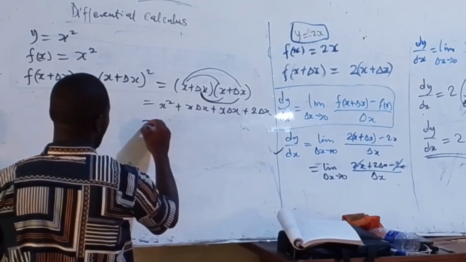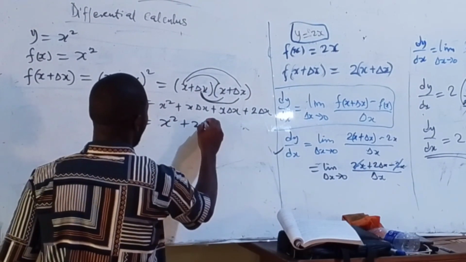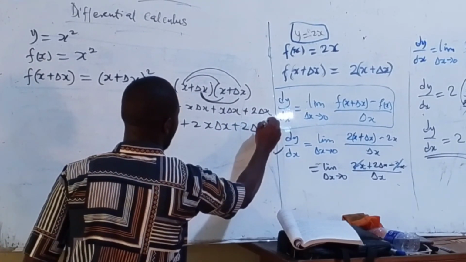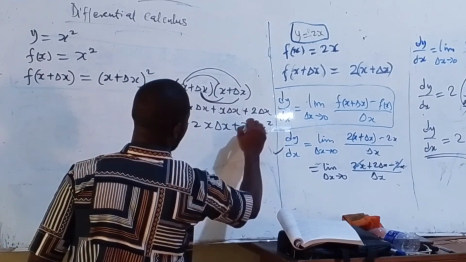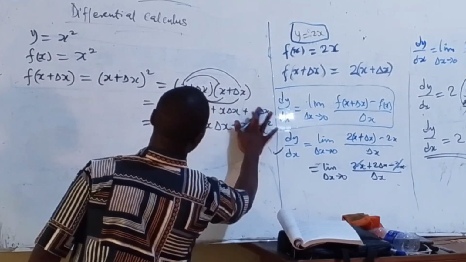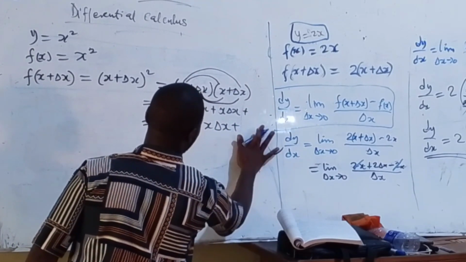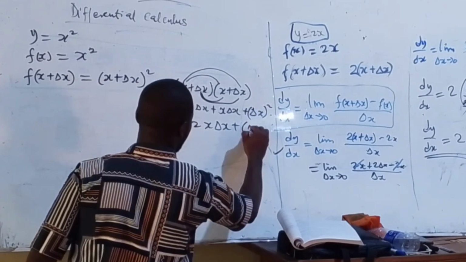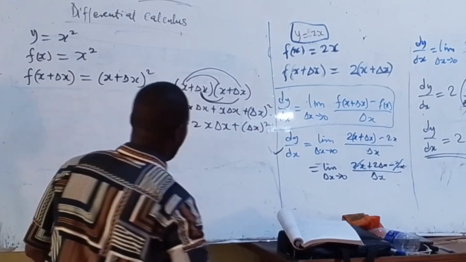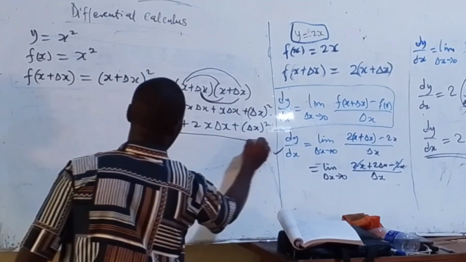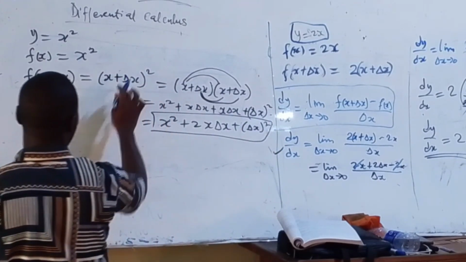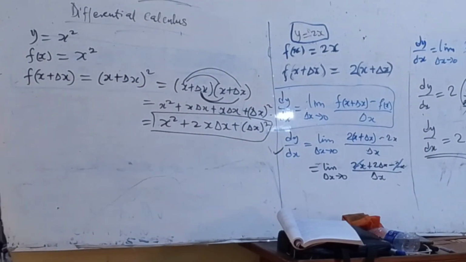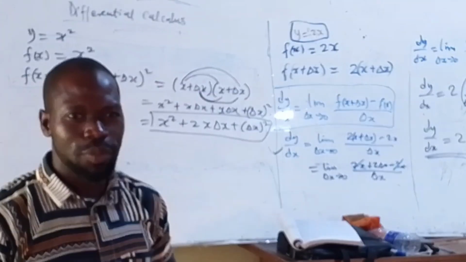So this gives us x squared plus 2x change in x plus change in x squared. All right. So this is the expansion of that bracket, which means that our f of x plus change in x is this. Now we bring it to first principle.